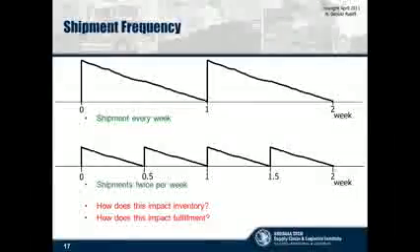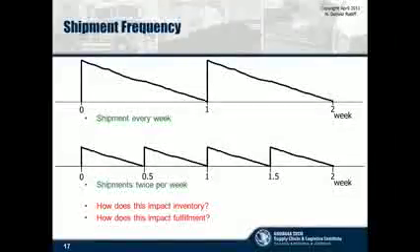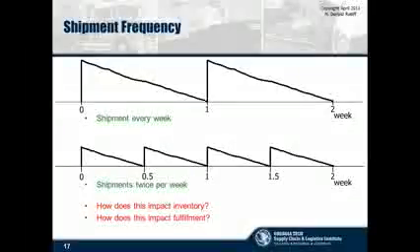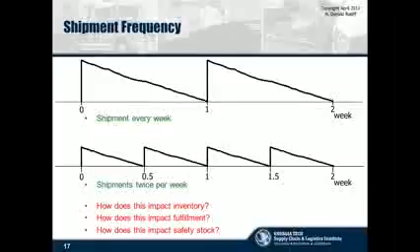In terms of fulfillment, what that means, if I look at the bottom one, it says, okay, there are going to be a lot more times when I potentially could run out of product. So if there's more opportunities to run out, then I'm likely to run out more. So shipping less frequently means more inventory. Shipping more frequently means less inventory, but generally more potential for stock out. So what that means is that for the lower case, I'll have to have more safety stock.